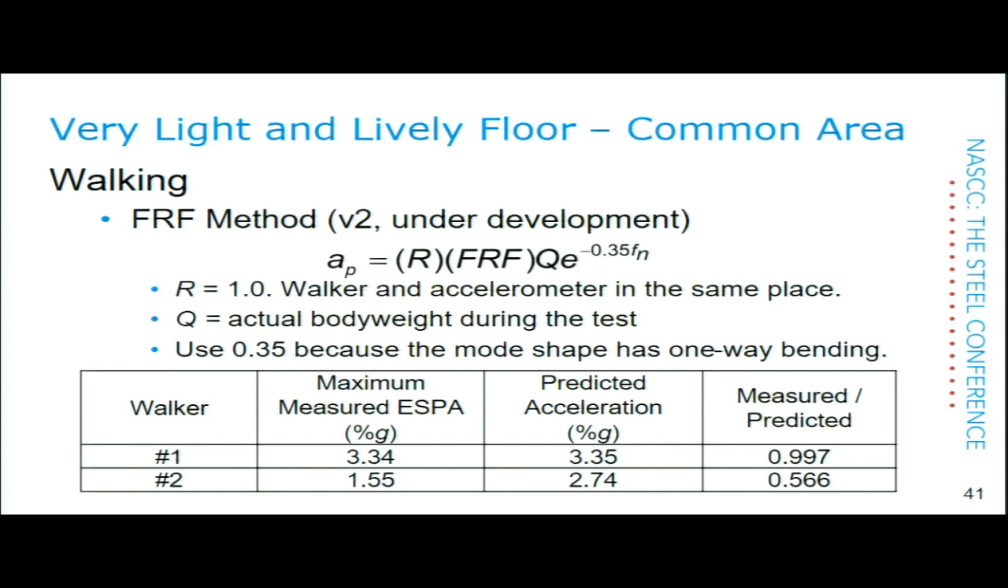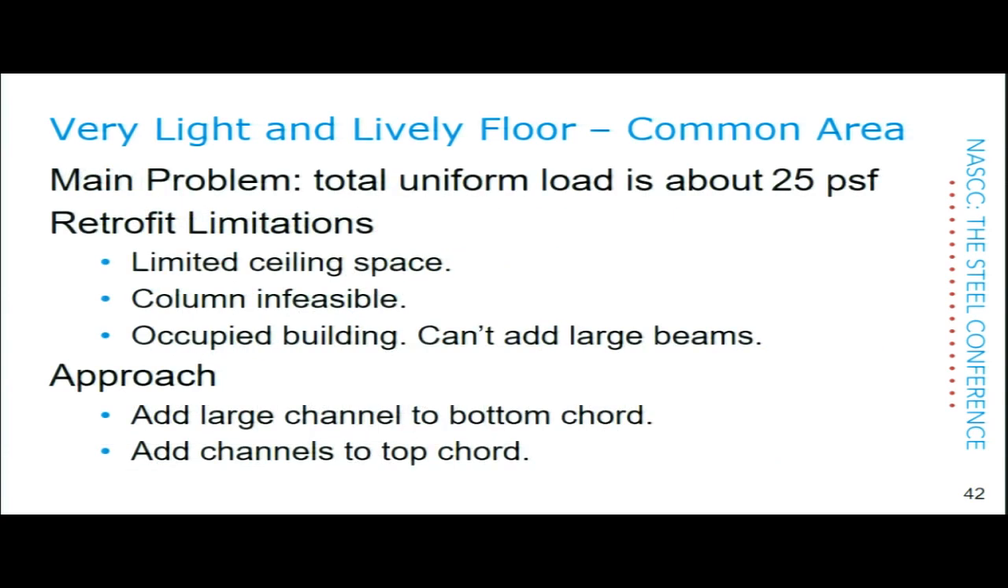So you see at the bottom there, for Walker 1, I'm mainly concerned about him. He had the most response, or the highest response. So I calibrated it to match up with him. So I have 0.997 measured over predicted, because I've shifted it so that the predicted matched up with the measured. Walker number 2 is off a bit there. It's a bit conservative for that walker. Just can't get it totally matching up. But this is good enough to move on with our retrofit evaluation and design.